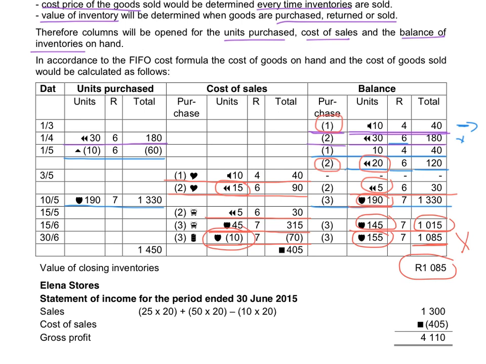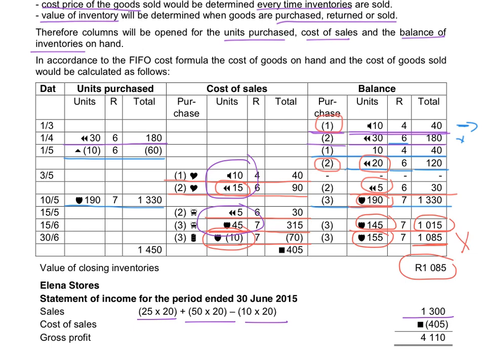If I want to determine what my gross profit is, I have to work out what the sales price is. So we look at all the entries where we sold goods. Here we sold 25 articles, the sales price was 20. And then we sold 50 at 20. And then 10 of them came back, so we have to subtract the 10. And that will give me a total sales figure of 1,300.